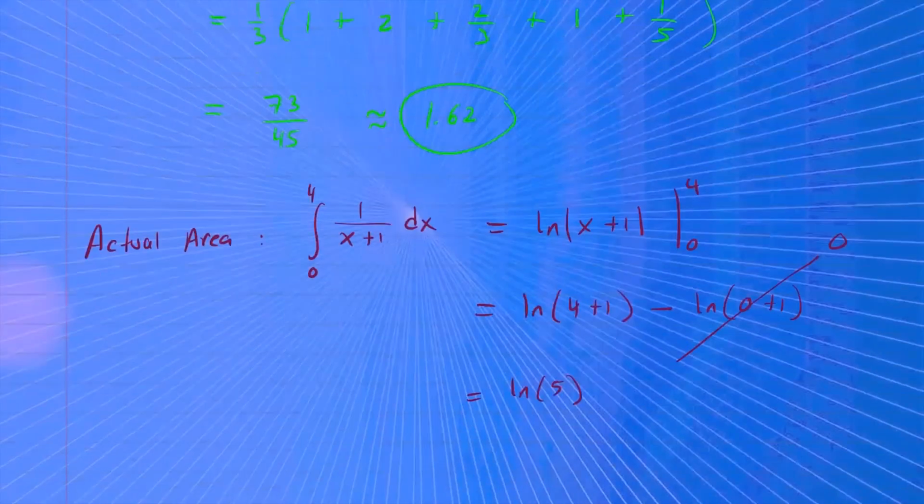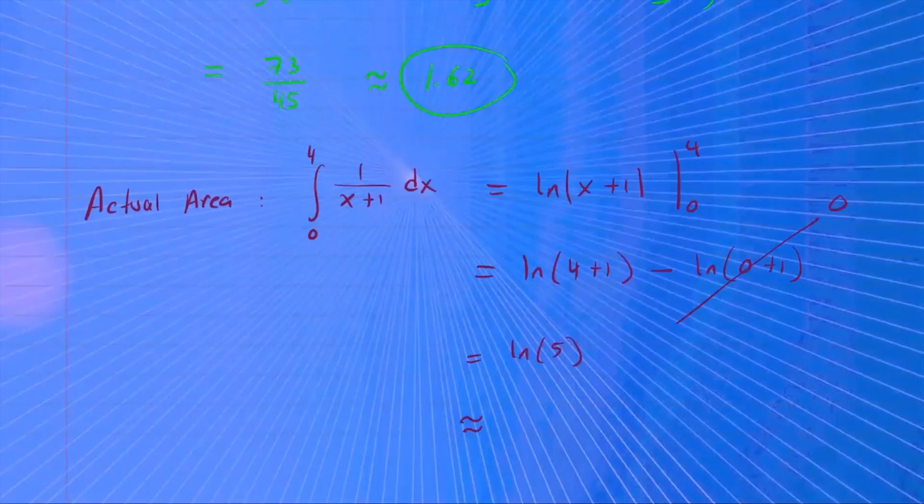If you put this in your calculator, you'll get about 1.6094. So that's the actual area from 0 to 4 of this function, and 1.62 is the approximated area. So pretty good, not so bad.